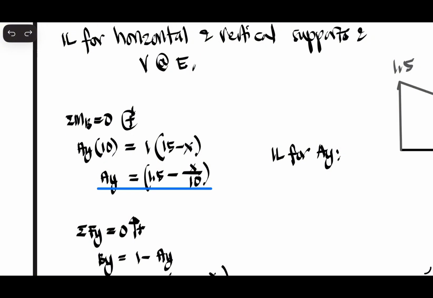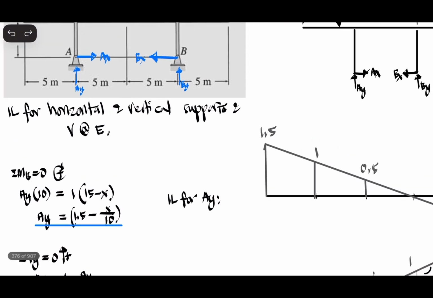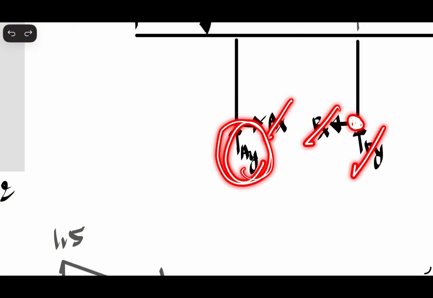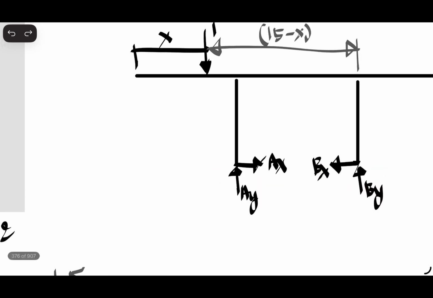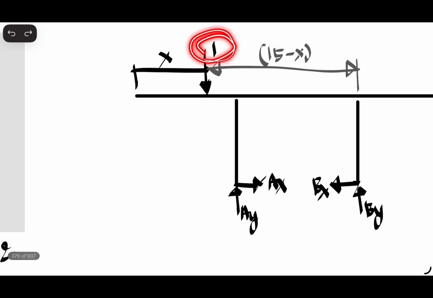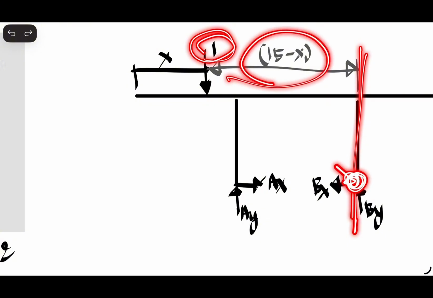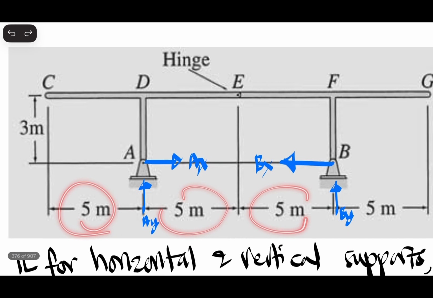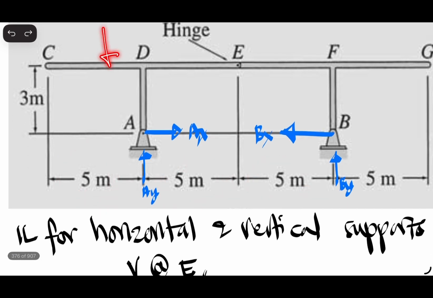First, we solve for AY by summing up moment at point B. Taking moment at point B eliminates BX, BY, and AX, and then we can solve for AY. The distance of the 1 unit load from B is equal to 15 minus X.